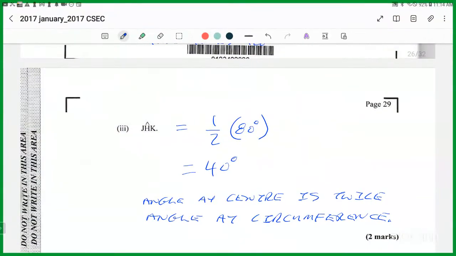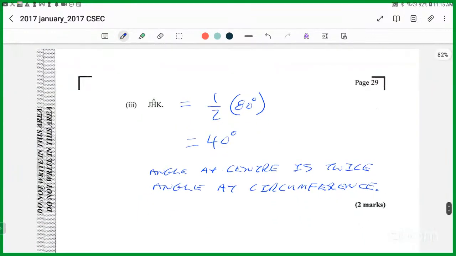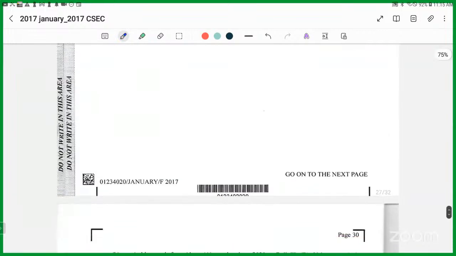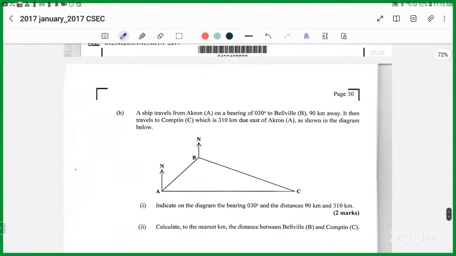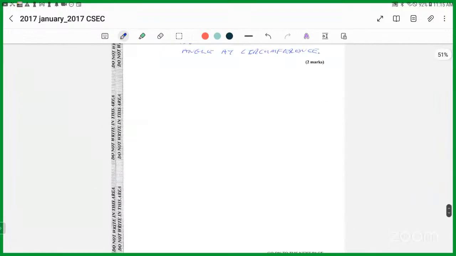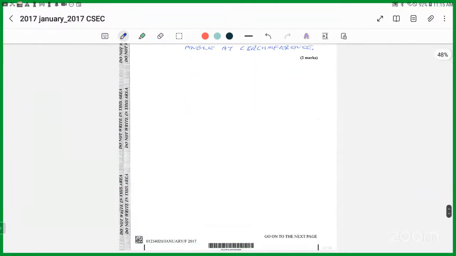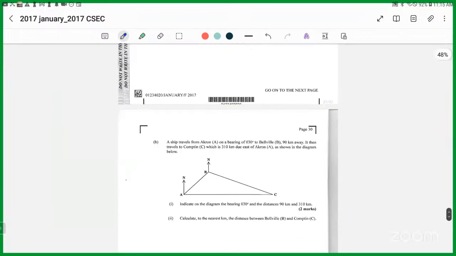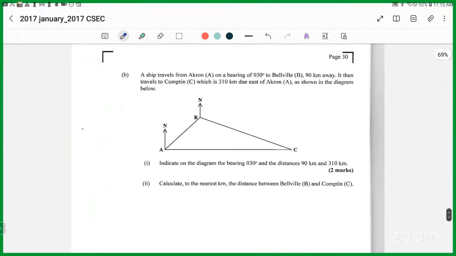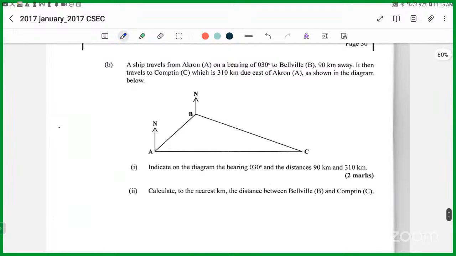Okay, so that is that. Next part now says, all right, so I finished that question. Now come to part B. It's a different question. All right, good. Part B is a different question. So part B is a bearings question.